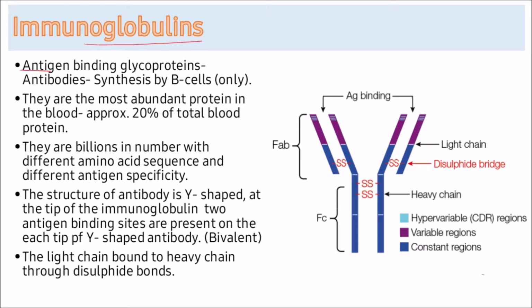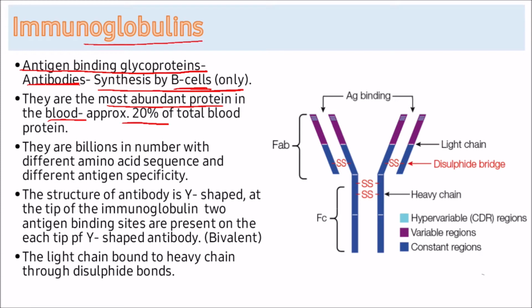These are the antigen binding glycoproteins. Exactly what are immunoglobulins? They are the antibodies that are synthesized by the B cells only. These antibodies are synthesized by only B cells, and they are the most abundant protein present in our blood, approximately 20% of total blood protein.